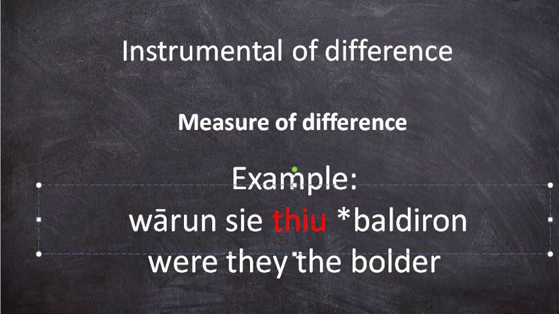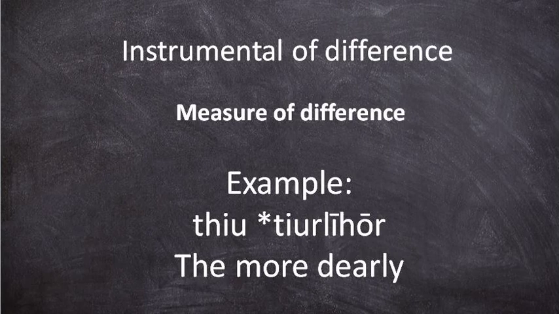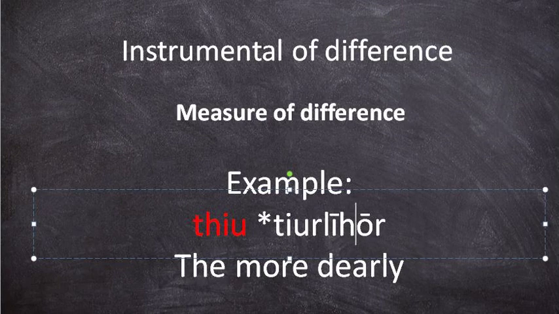Here we have "diu tiurlihor." So this is the more dearly. This is like taking an adjective and putting it into the comparative. So it's not just dearly, but more dearly. And what is in the instrumental here? It's diu. Again, it's like what I was saying earlier about how we say today in English, the more the merrier. This is an example of that. So the more dearly. Moving on.